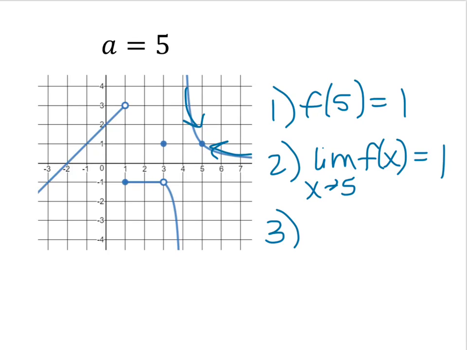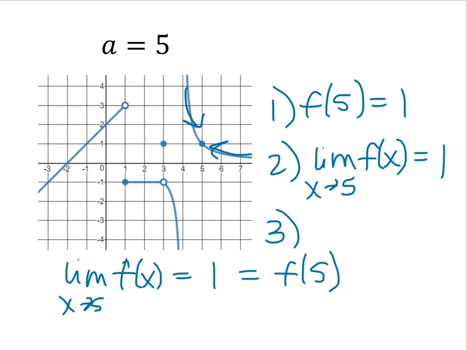And then our comparison step, we found the limit as x approaches 5 of the function was equal to 1, which was the same thing as the function value at 5. Because we've established all three of those conditions, that means this function is continuous when x equals 5.